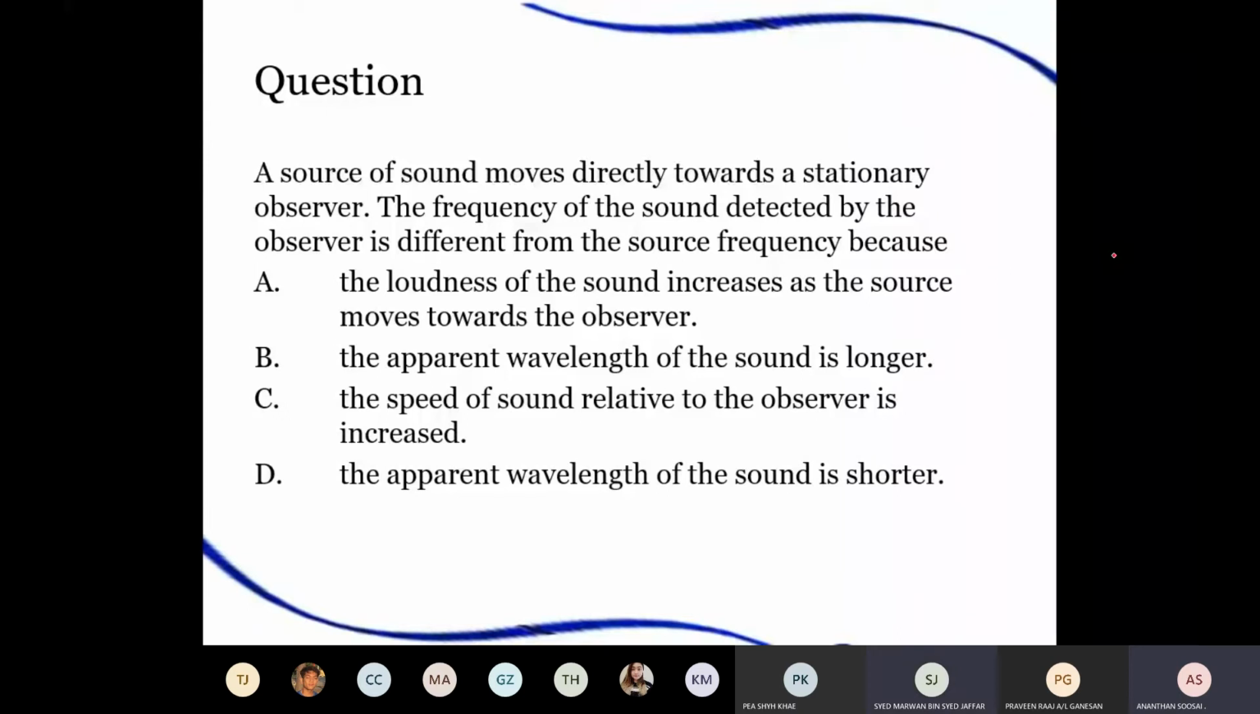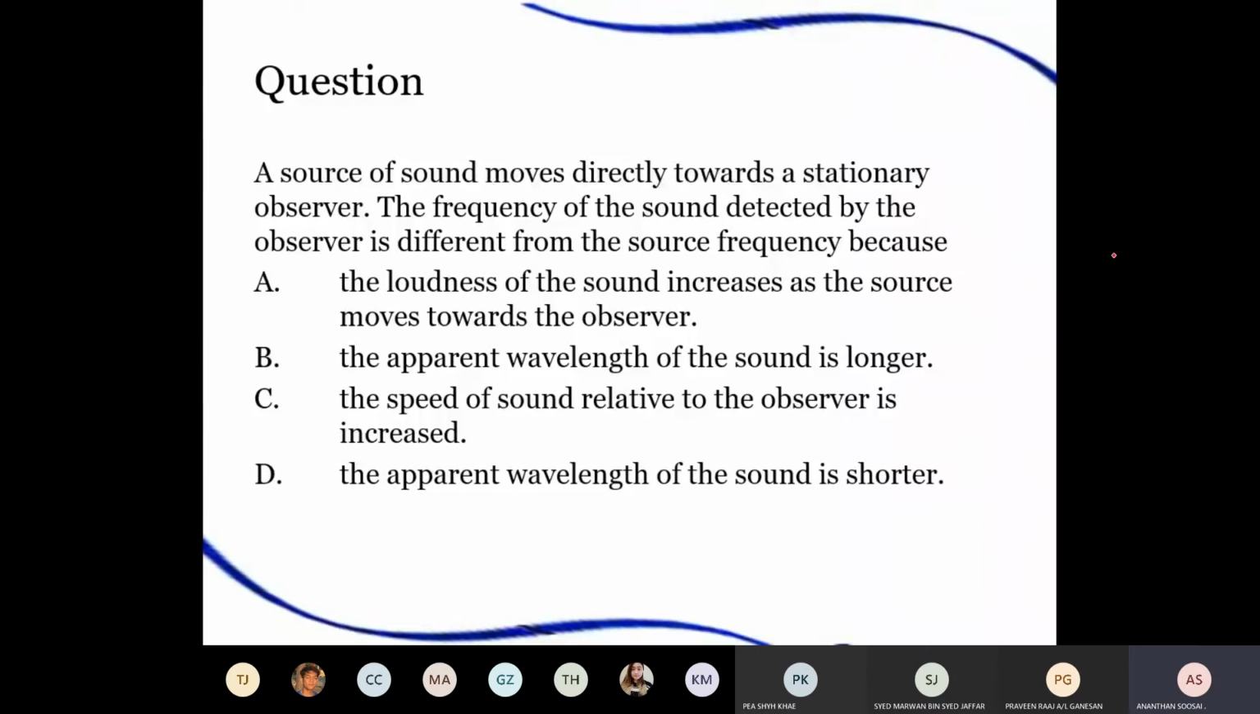B: the apparent wavelength of the sound is longer or shorter? The apparent wavelength means the lambda dash, the new wavelength you sense. Does it get longer or shorter? Is the source getting closer or away? The source moves directly towards the observer, so it is getting closer. When it gets closer, the apparent wavelength should get shorter, right? The frequency should get higher. So B is a wrong fact. Cannot be B. The apparent wavelength is getting shorter, not longer.